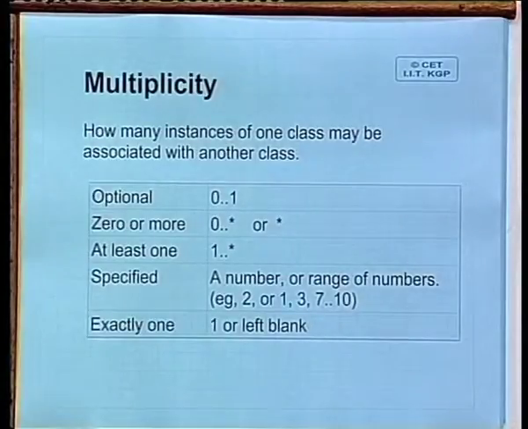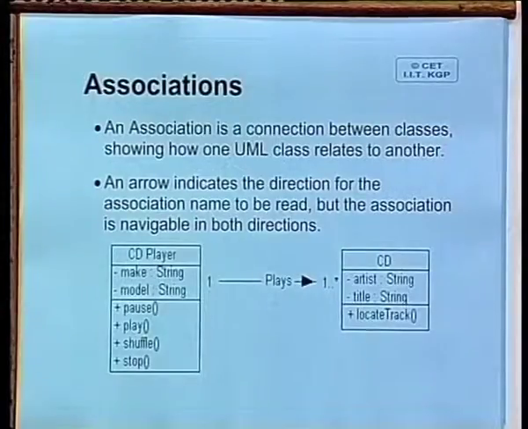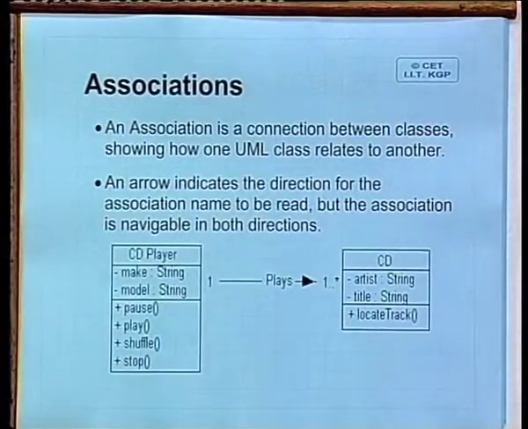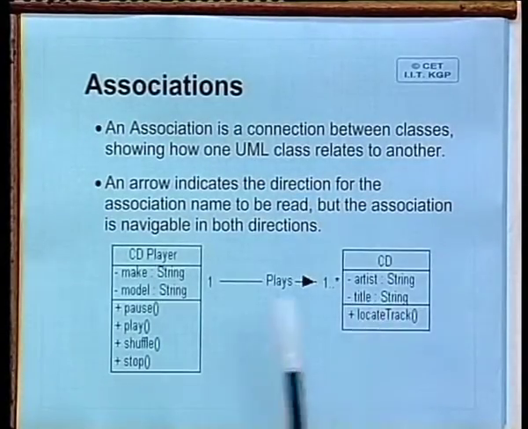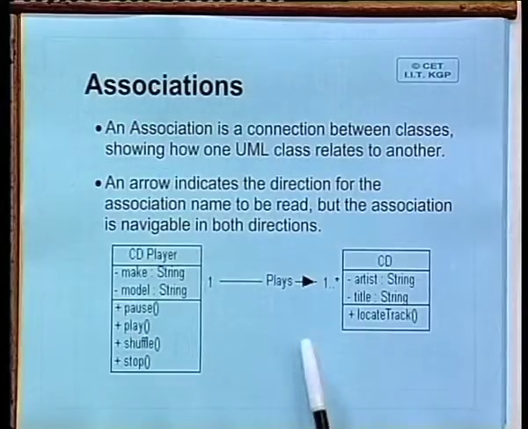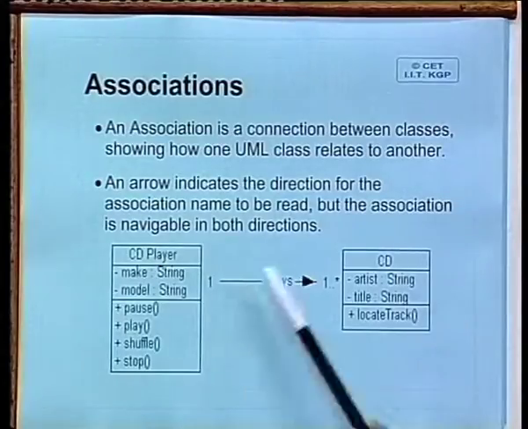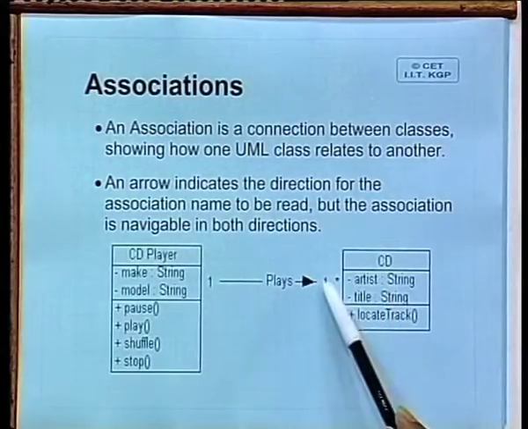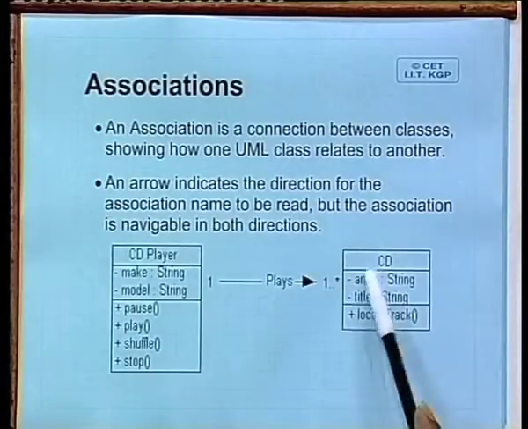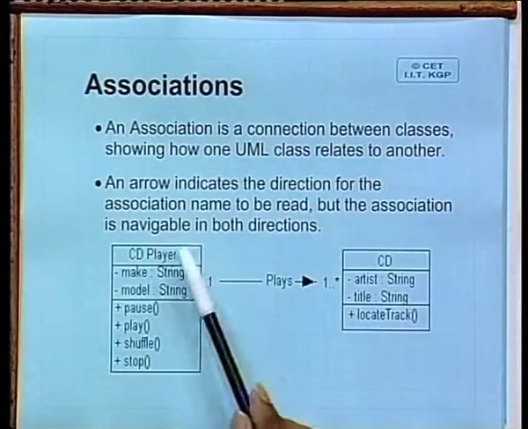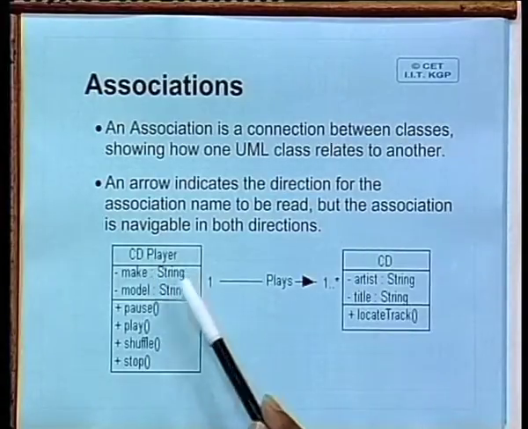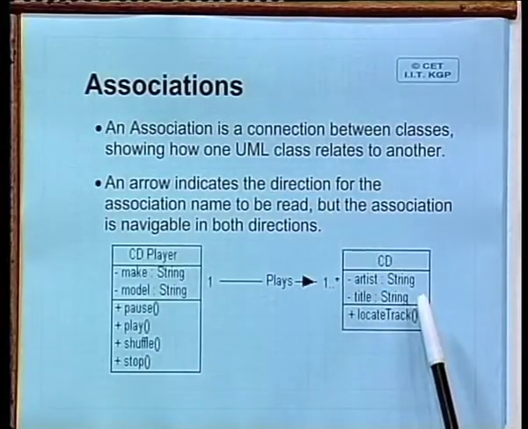So, when two classes are associated, what is the multiplicity? Let us come back to our previous slide. Between the CD player and the CD, the CD player plays the CD. One CD player can play a number of CDs, but at a time a CD can be played only on one CD player. So we have the CD player to number of CDs 1..*, multiple CDs can be played. Look at this, the CD player has attributes make and model, and CD has artist and title.